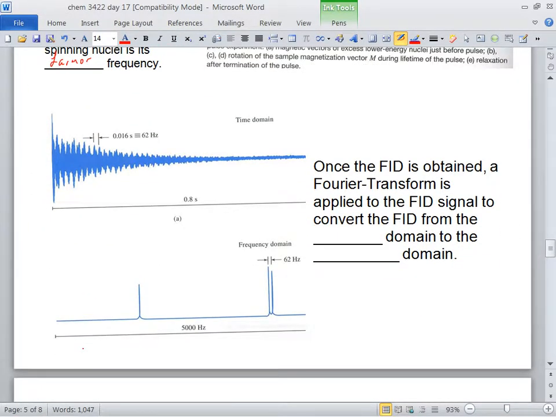Okay, now, Mel, keep going. Once the FID is obtained, a Fourier transform is applied to the FID signal to convert the FID from the blank domain to the blank domain. Time domain to frequency. Perfect. So here's time, your decaying signal, there's seconds. And then it goes to frequency.